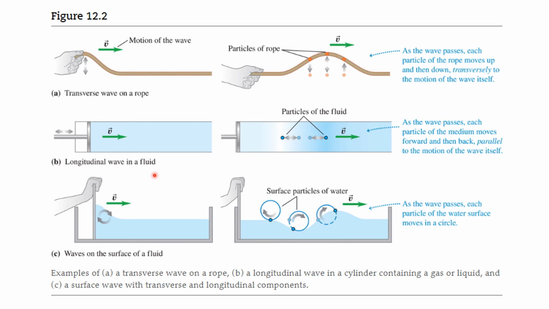A longitudinal wave in a fluid, like sound waves, not measuring the pressure but measuring the sound wave itself, goes back and forth. So as each wave passes, each particle, like a molecule of the medium, moves back and forth. And it moves parallel to the motion of the wave itself. So the wave's going this way, it's moving parallel. So there's a difference between transverse waves and longitudinal waves. But there are waves, such as this one, that can have transverse and longitudinal components as well. These are much more complicated, and we will not really be discussing those much in our course.